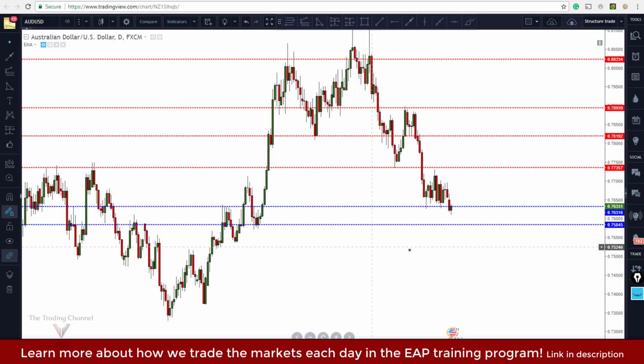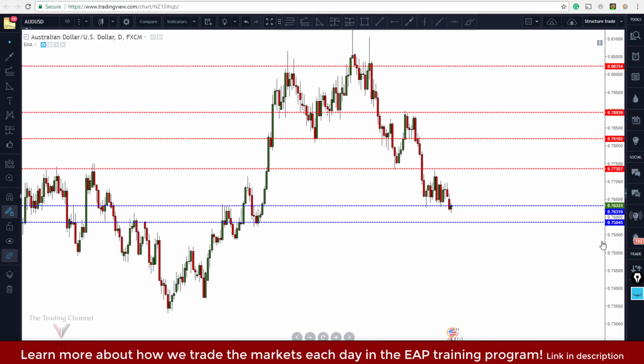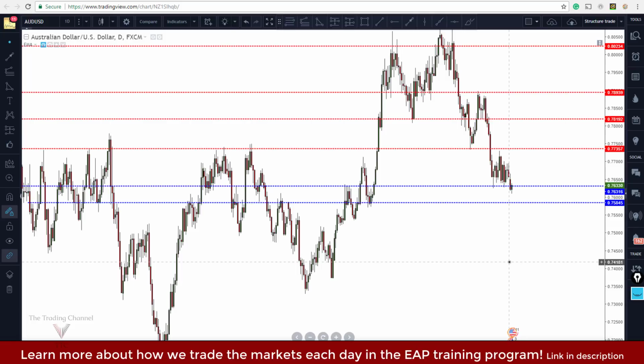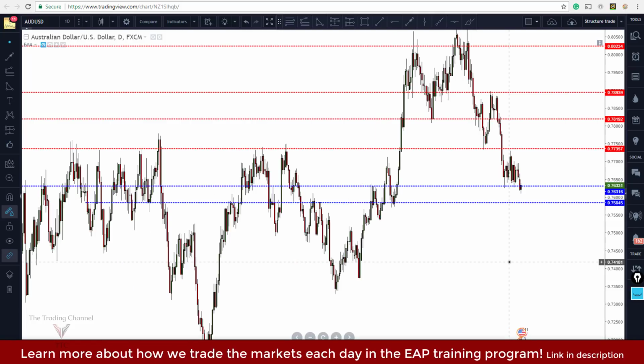And now we'll go ahead and zoom the chart out and find one more level of support here for this pair. So let's zoom out and see if we can find a spot that's been touched multiple times and respected multiple times by this market.